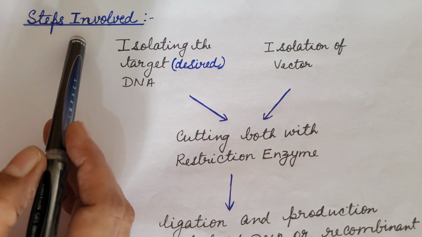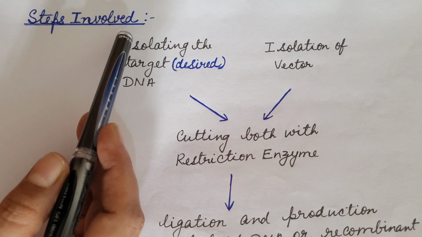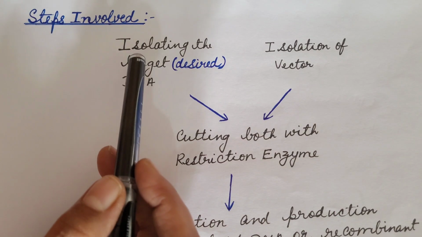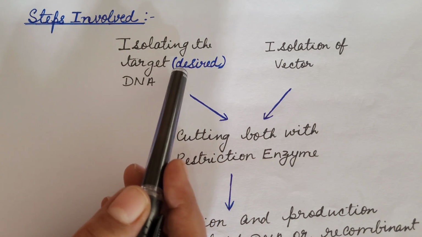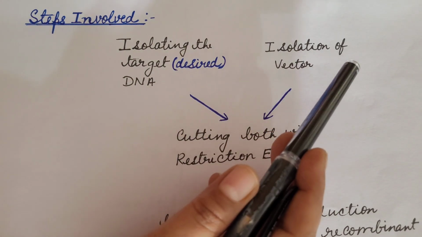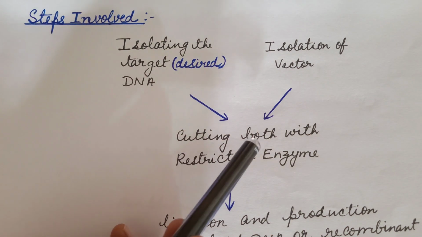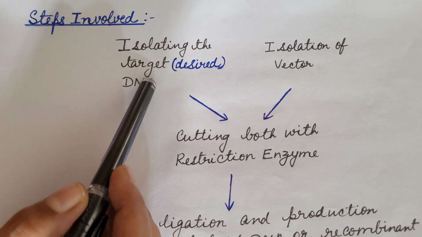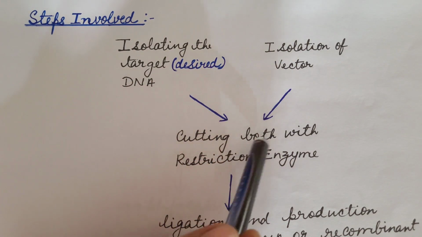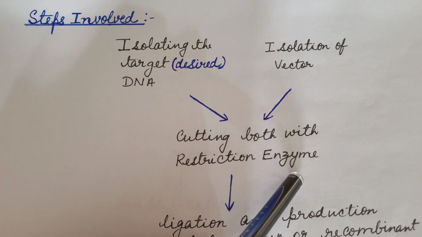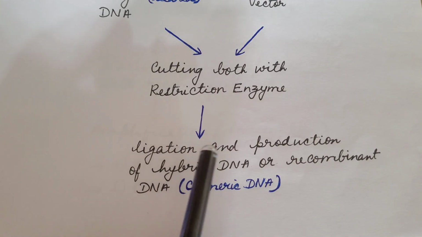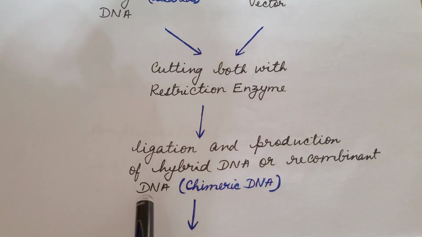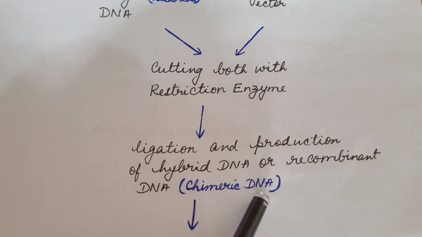Now let us see the steps involved in recombinant DNA technology with the help of this flowchart. Isolating the target or desired DNA and isolation of vector. Then cutting both with restriction enzyme. Both the target DNA and vector are cut with the help of restriction enzyme. Then ligation and production of hybrid DNA or recombinant DNA, that is known as chimeric DNA.